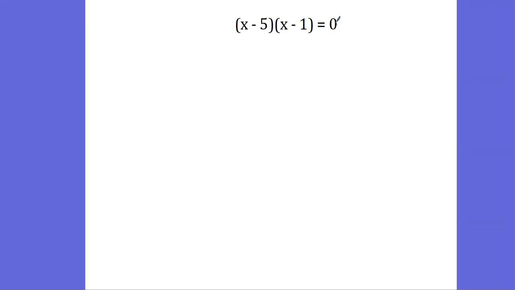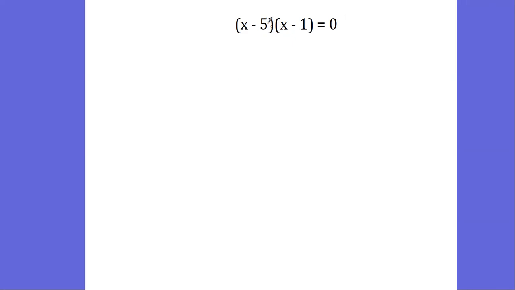And what you need to understand is that when you're using the zero product property to solve polynomial equations, it is essential that your right-hand side or one of your sides of your equation is equal to 0. So we already have that here, so that's good.